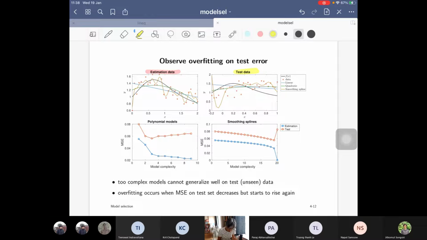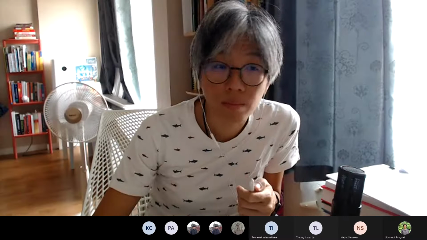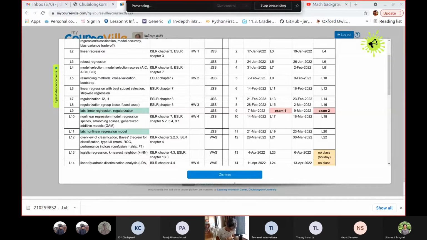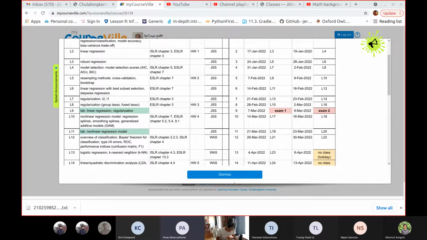Are the dots the same pattern, estimation and test? Panat, are they the same pattern, the pink one and the yellow one? Not the same pattern. Why are they not the same pattern? I think because of noise. Yes, it's the noise characteristic.